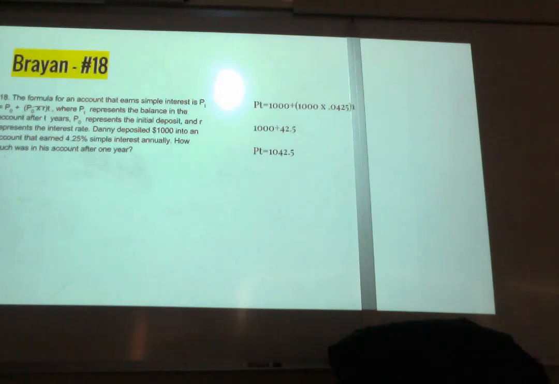That's a nice bank account that Danny has. First of all, $1,000, and then 4.25% interest. That's a nice bank account. Danny is one of our 8th graders.